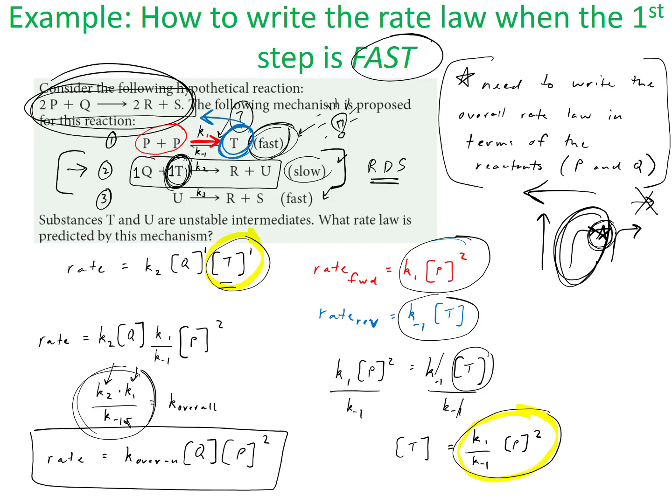So it's a lot different. It's not simply writing the rate law in terms of these coefficients, because of the whole intermediate problem, and we don't even know what the intermediate is. So that's why we have to do that.